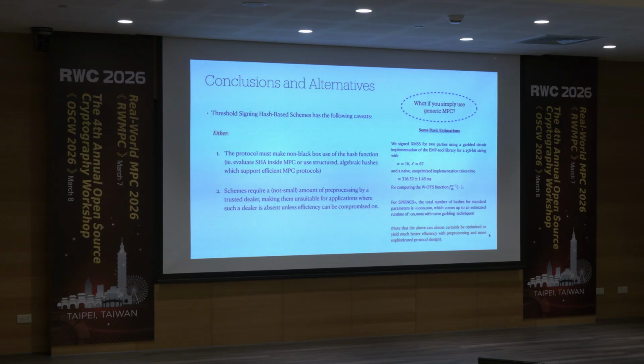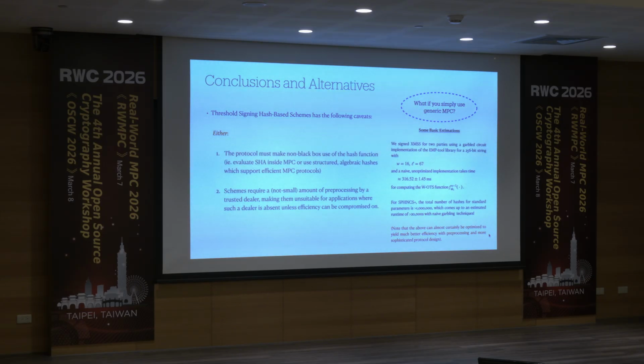Well, we've done some basic estimations, we have run some numbers, and here's what we get. If we use XMSS for these two parameters, and we're using a garbled circuit implementation of the EMP toolkit library, in this case we're simply using 2 garbled circuits in order to sign, dual execution MPC. Then if you want to compute the WOTS function, which is a unit that is used in XMSS, it takes something on the order of 316 milliseconds. This is not great, but you have to do this again and again, and this really adds up.